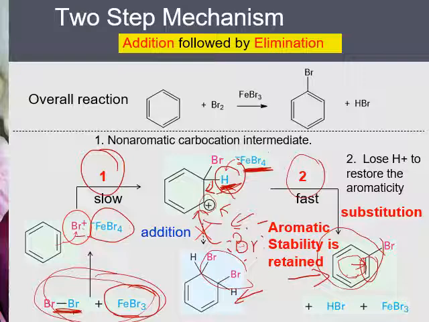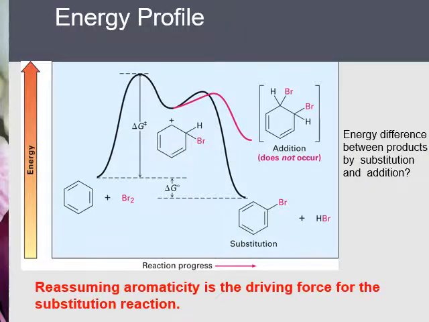So the mechanism has two steps. First step is an addition reaction: the pi bond attacks bromine and forms a carbon cation. Second step, elimination reaction: eliminate hydrogen, forms the aromatic compound, the substitution compound. I want everyone to be familiar with this mechanism and practice, so that you can draw the two-step mechanism for aromatic substitution reaction. Here shows the energy profile of the aromatic substitution reaction.